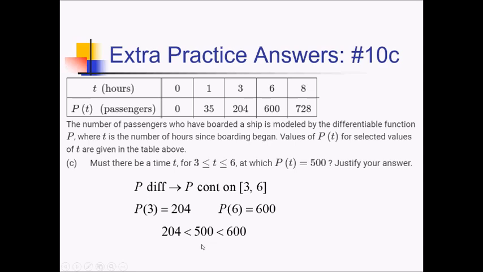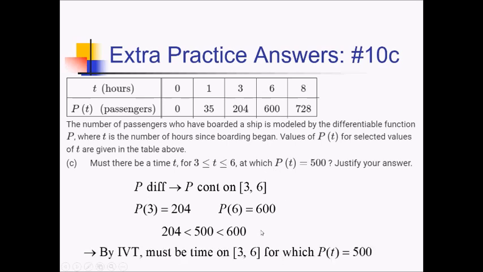So that means then that the intermediate value theorem proves there's some time on this interval at which p of t equals 500. We don't know what time it is, but they didn't ask that. They just asked, was there any time on this interval where we meet this condition?